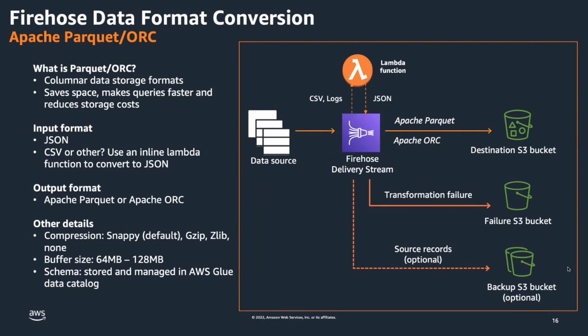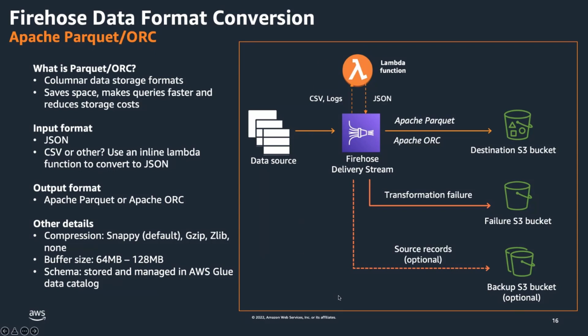Another feature is Firehose data format conversion. It's natively supported by Firehose. Firehose can convert from JSON to Parquet. Parquet is a columnar data storage. Parquet and ORC are very popular in the world of analytical engines like Amazon Athena and Redshift. This is a recommended columnar data storage format that you should be using. It saves space, makes your queries much faster, and reduces your storage cost because it has built-in compression. Firehose will use Snappy by default as a compression option that comes with Parquet.